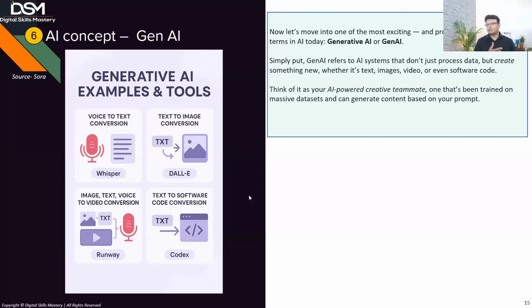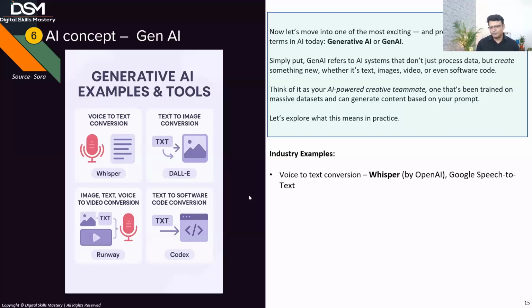For example, yesterday we saw the prompt that we gave to Claude, where we said, give us the customer persona. So that is generative AI. Just based on the prompt, it looked at the data set, understood our prompt, and gave us the result. We'll show that demo again today so that it helps you understand what this Gen AI thing is. Now let's explore what it means in practice in some of the industries.